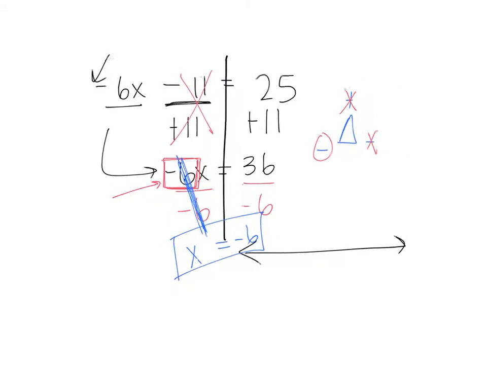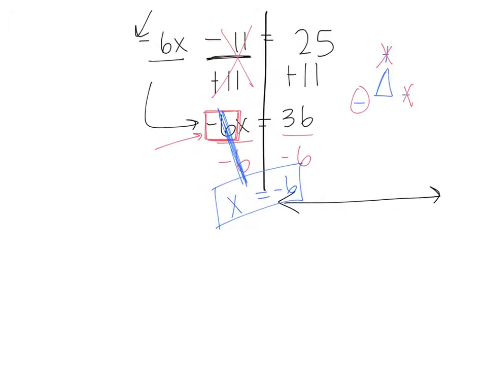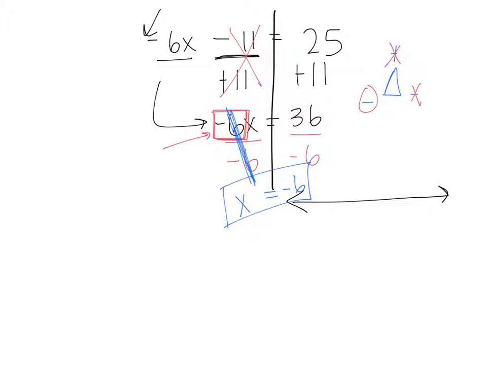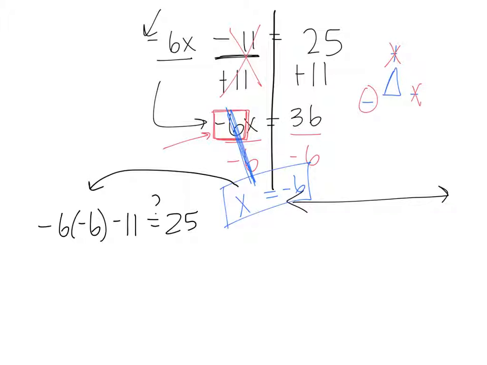Now I'm going to show the checking over here just so that you can see it as we're checking, because remember that all of these are self-checking. So I have negative 6 times negative 6 minus 11 equals 25. We want to know, does our answer, oops, wrong sign, does our answer of negative 6 when plugged in over here make this statement true?